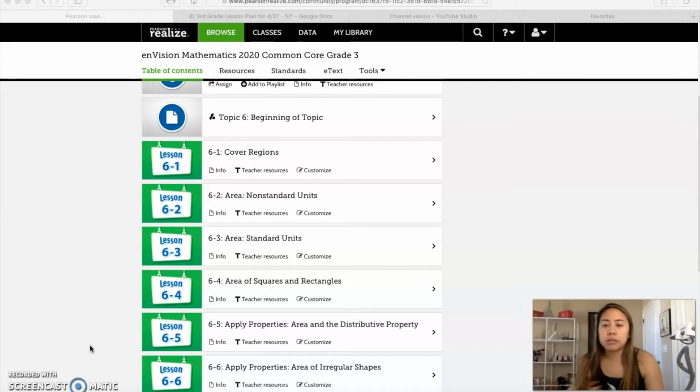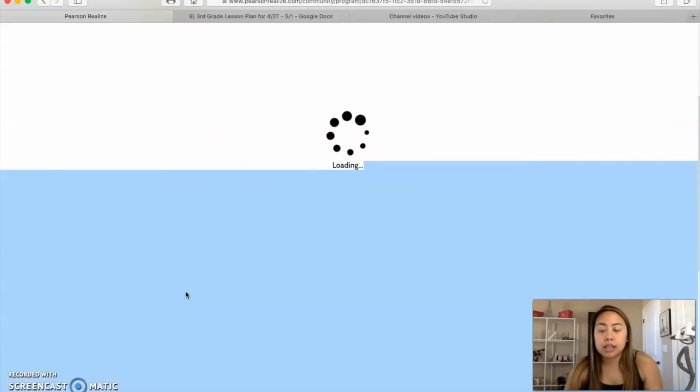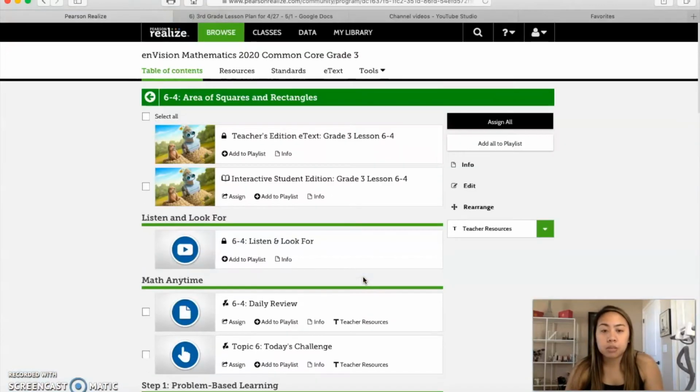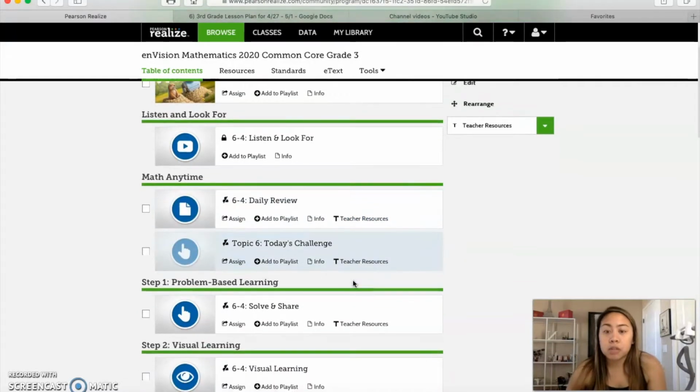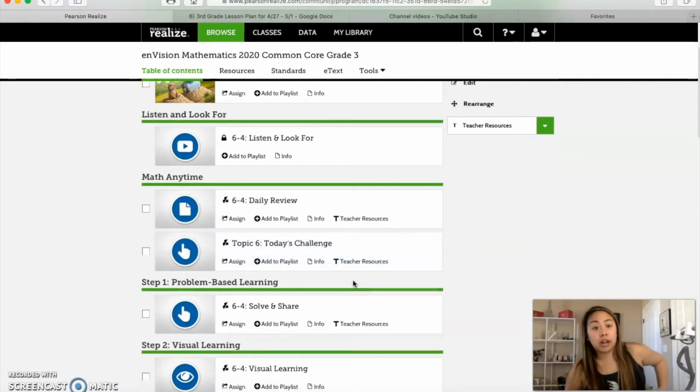Today we are going to be doing lesson 6.4, which is area of squares and rectangles. This lesson is a little bit different than what we've been doing recently with the counting of individual squares. This time we are going to be using multiplication and division. Actually, not even division, just multiplication. Sorry, got a little ahead of myself. We're just going to be using multiplication to solve the area of a square or a rectangle.